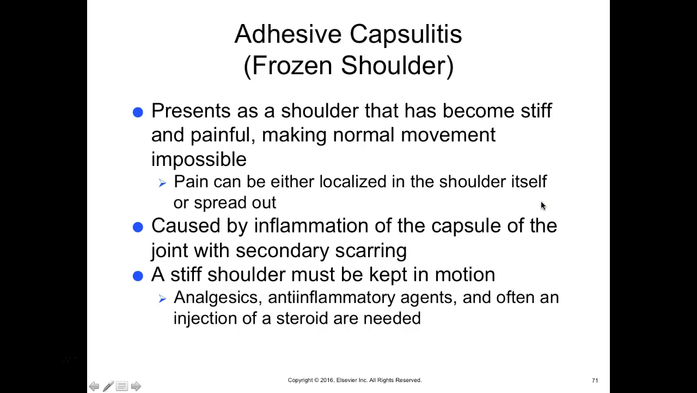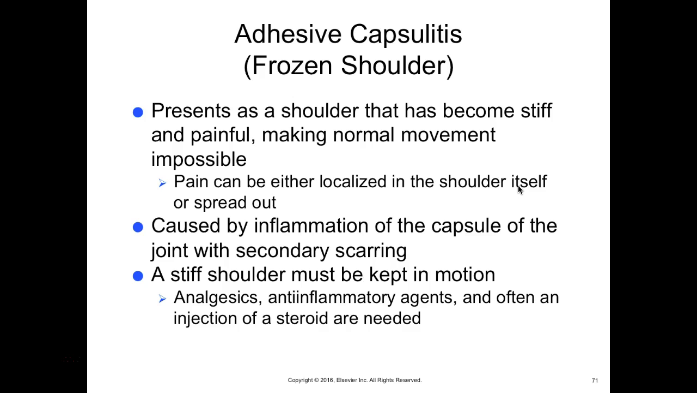All right, adhesive capsulitis or frozen shoulder. This presents as a shoulder that's become stiff and painful, making normal movement impossible. So the pain can be localized in the shoulder or it can spread out. It could go into the back or the chest. It's caused by inflammation of the capsule of the joint with secondary scarring. So there's initially inflammation, and when it resolves, it scars. And so when you scar that capsule of the shoulder, now it's frozen. And we also call scarring adhesion. So that's where you get the term adhesive capsulitis.